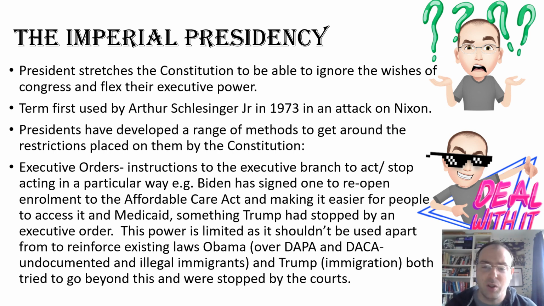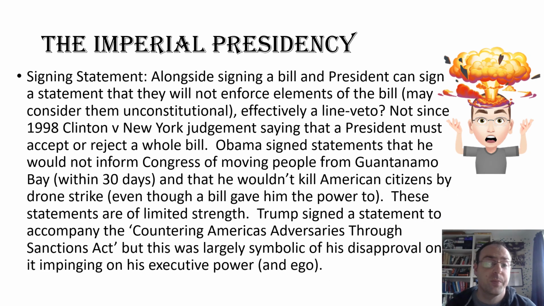So we've got the actions over DAPA and DACA, which are to do with undocumented and illegal immigrants, and were done by Obama. We also saw Trump taking executive orders over immigration, and both of those were stopped by the courts. So there is this idea of the imperial presidency, with the president just acting without Congress, but it must be noted that some more recent attempts at doing that have fallen foul of the courts.